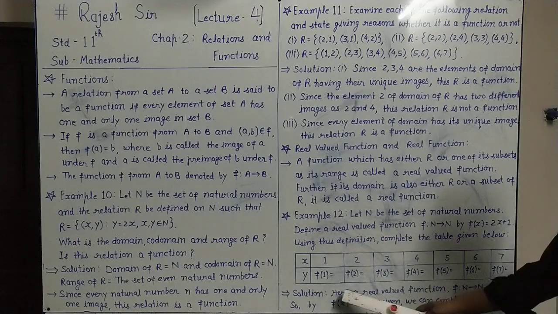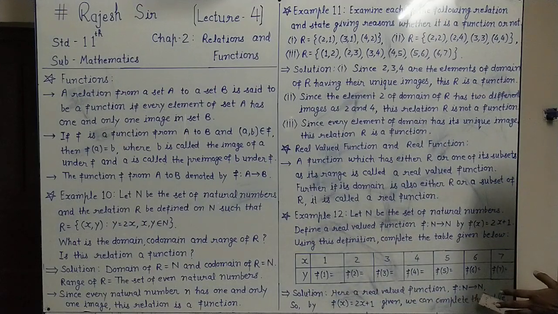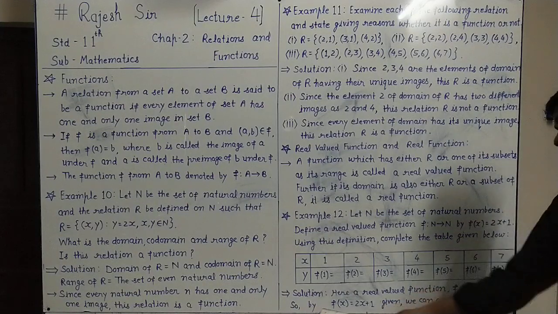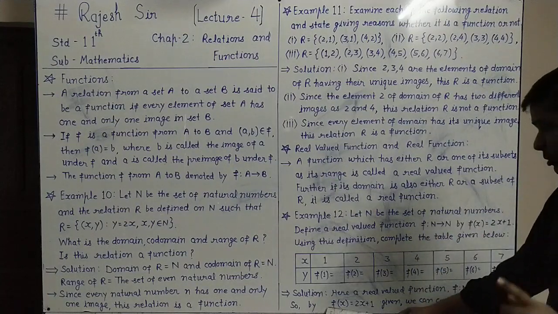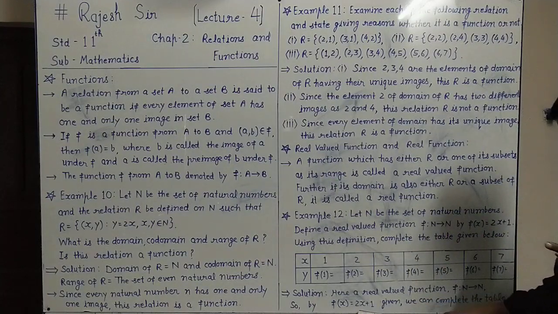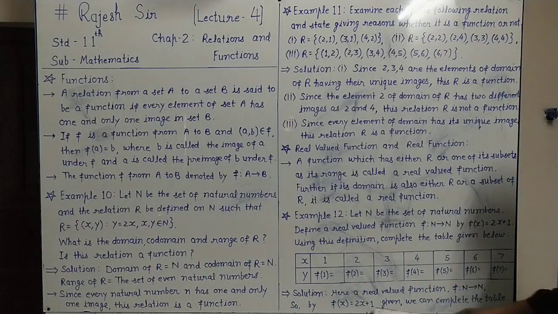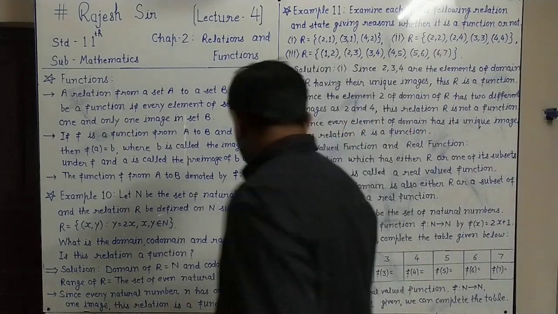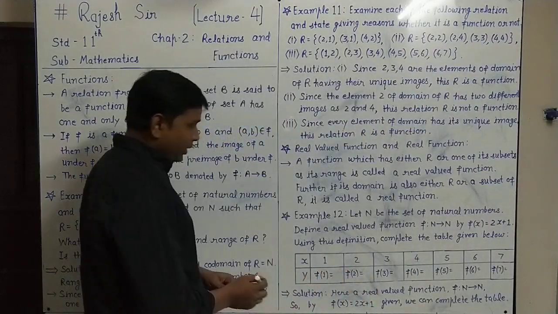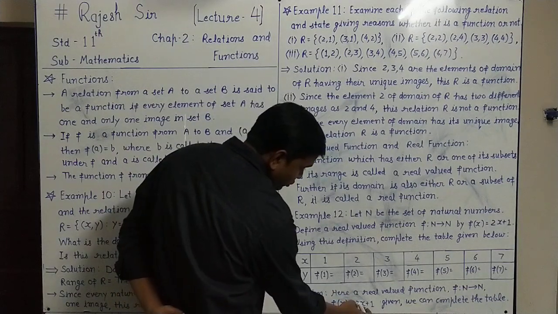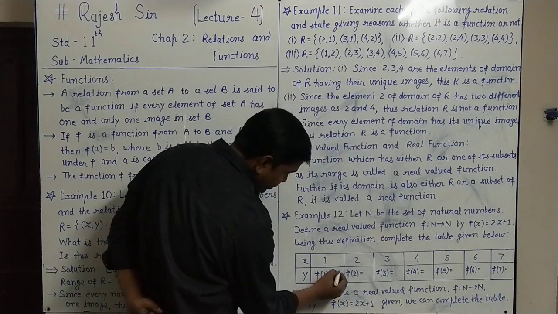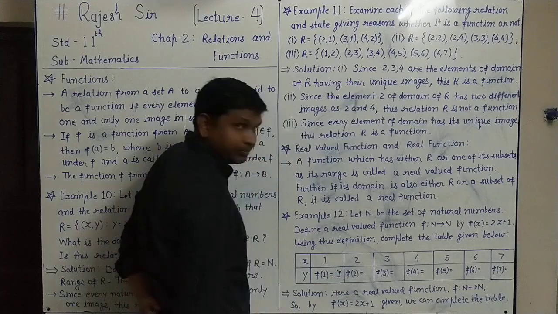In the solution, a real valued function f from N to N is given by f(x) = 2x + 1. This is the defined function. With this we can complete the table by putting each value one by one. If we place x = 1 here, it will be 2 ones are 2, plus 1, 3. So f(1) = 3.